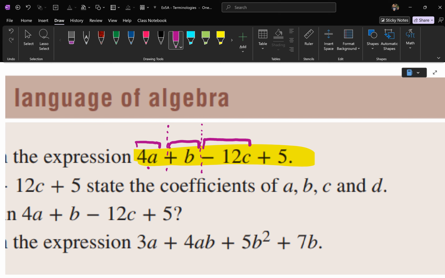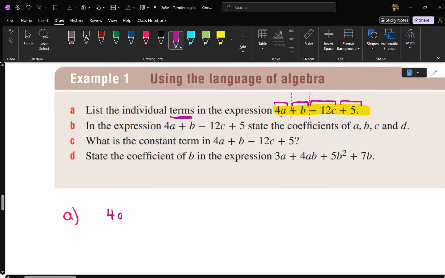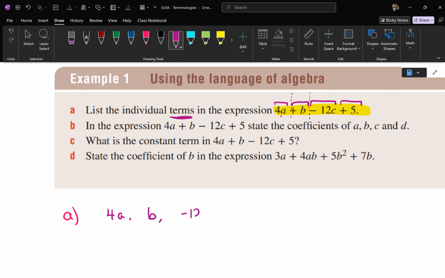So 4a is a term, positive b is a term, negative 12c is a term, and then finally 5 is also a term. So how many terms are there? And they want you to list them out. The terms are 4a, you've got a positive b, you've got a negative 12c, and you've also got a 5 as a constant. Okay?